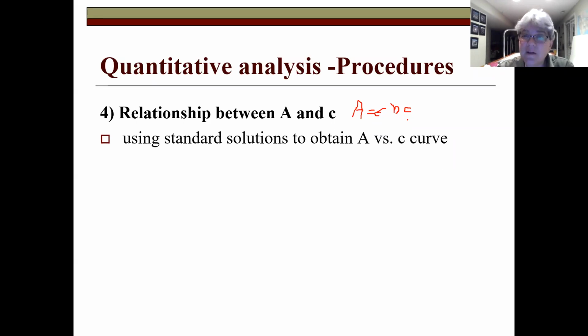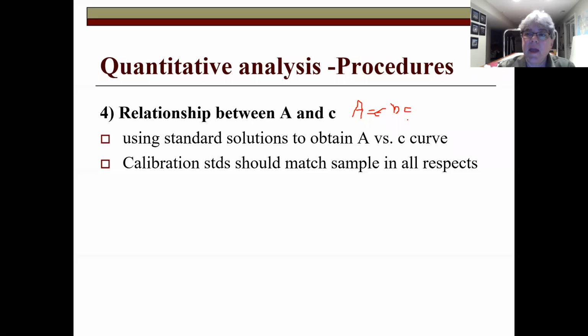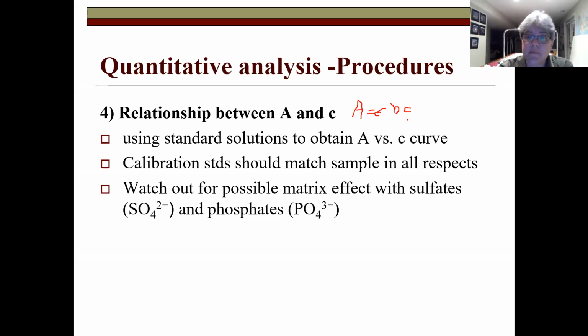Okay? You have to make a calibration curve. And it's important that your standard and that your sample behave in the same way. Okay? Otherwise, your calibration curve won't be accurate. You have to be careful if your sample contains sulfate or phosphate. These will react with a lot of metal ions and lower their absorption. So it can cause matrix effect problems.